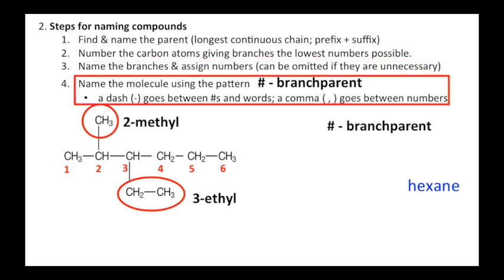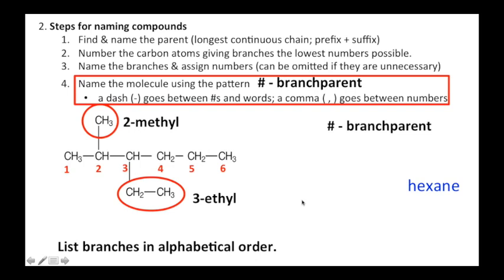Now we name the molecule using the pattern number dash branch parent. Dashes go between numbers and words, a comma goes between numbers, and we also name these alphabetically. So this has to go first. E comes before M in the alphabet. So I got to put 3-ethyl over here, and then 2-methyl next to it.